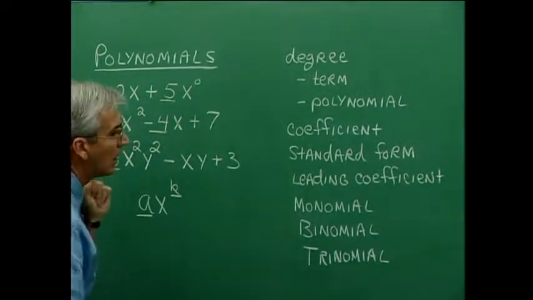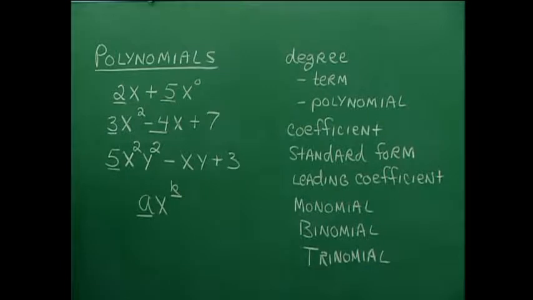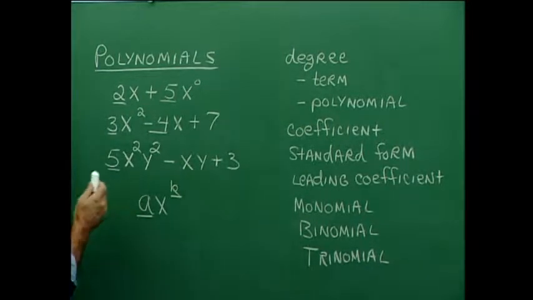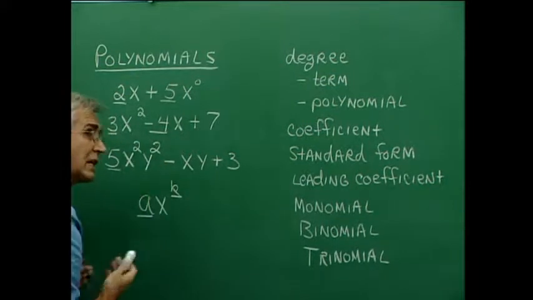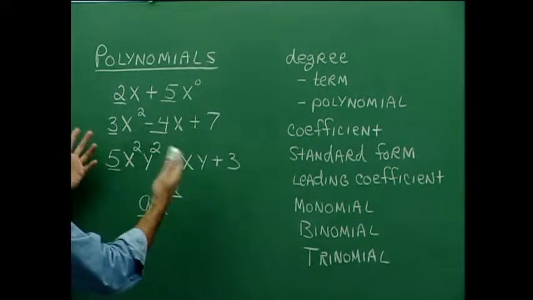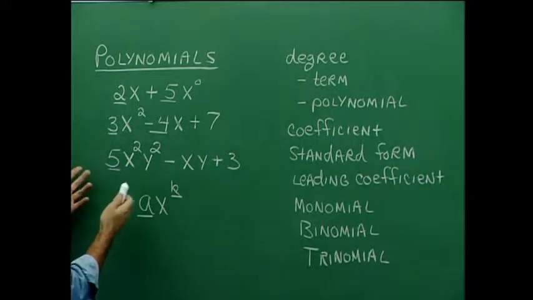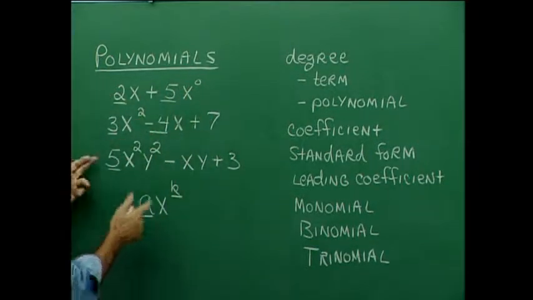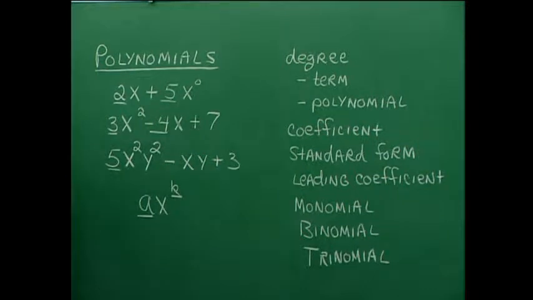Now, when polynomials are in standard form like this, the first coefficient that we see will be the coefficient of the highest degree term, and it's often called the leading coefficient. So the leading coefficient here is 3, the leading coefficient here 2, the leading coefficient here 5.